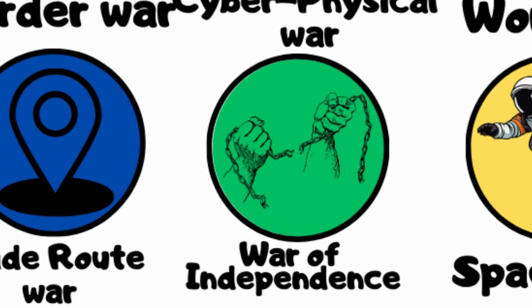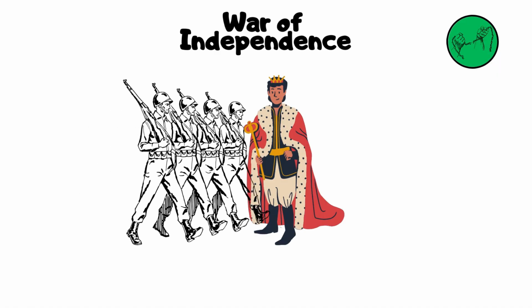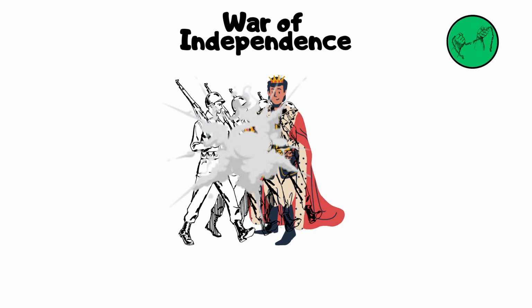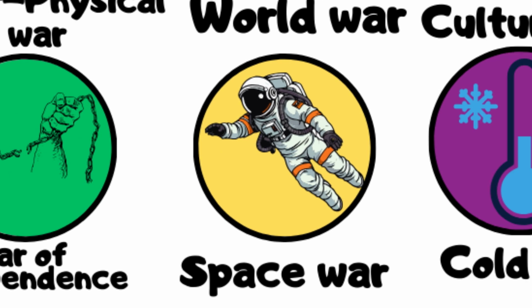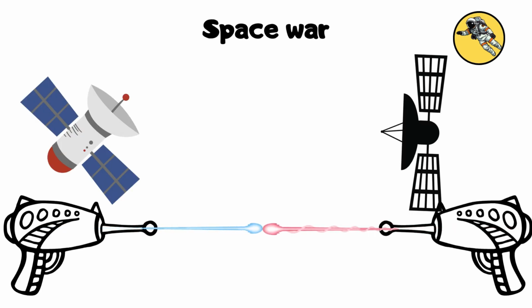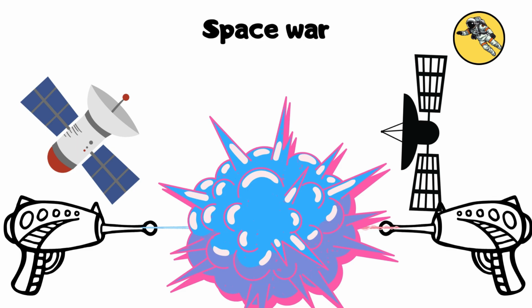War of Independence. A type of war where a colony or territory fights for its independence from a ruling power or colonial master. Examples include the American Revolutionary War and the Indian War of Independence against British rule. Space war. While still largely theoretical, this type of conflict involves the militarization of outer space and potential warfare involving satellites, space-based weapons, and other space assets.